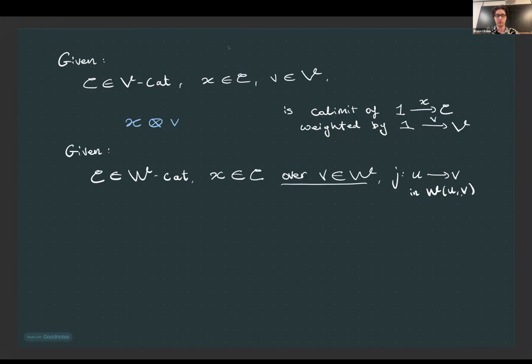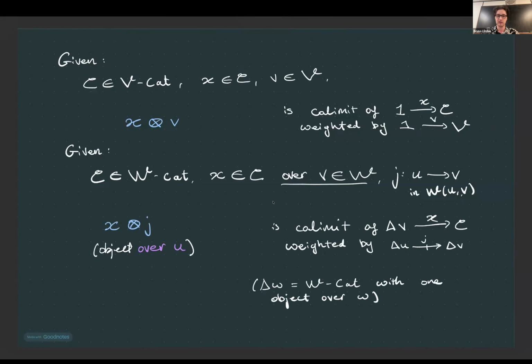So we're starting again with a W category C, remembering that every object in C lies over something in W. Okay, and now the weights, instead of objects of V, they're now going to be arrows in W. So if I take an arrow J from U to V, then the tensor of X by this arrow J is going to be an object over U that has a universal property that you can spell out in a similar way. And this delta V, delta U that I've written here, again, there's no longer just one singleton W category because everything lies over something. There's many of them. There's one for each object in the base.